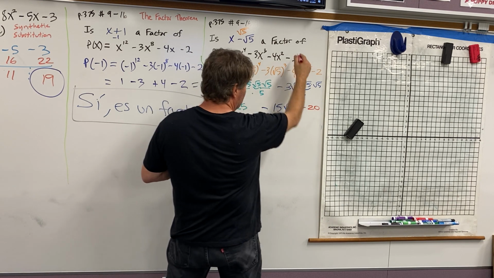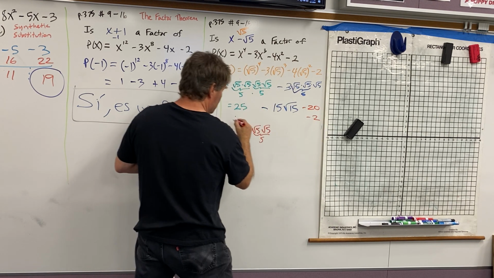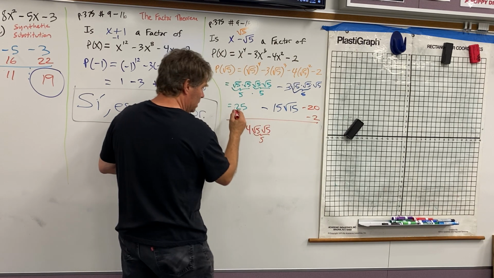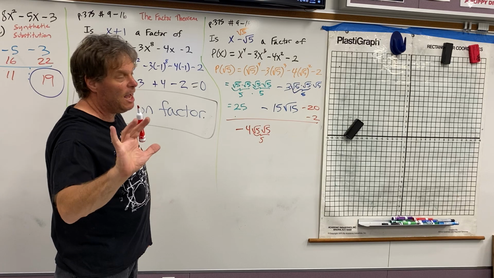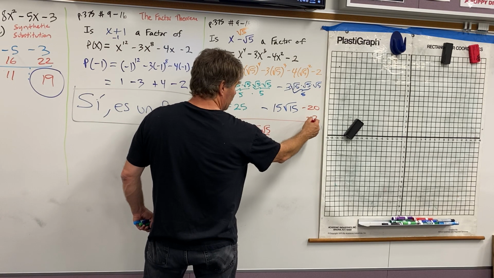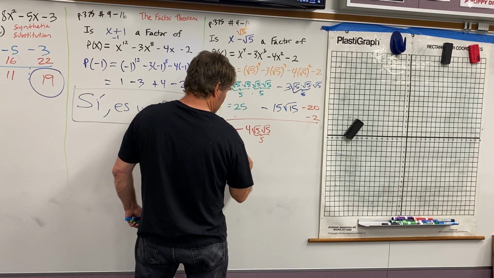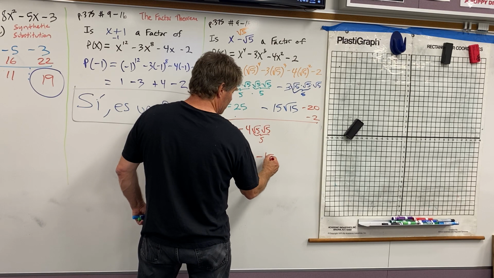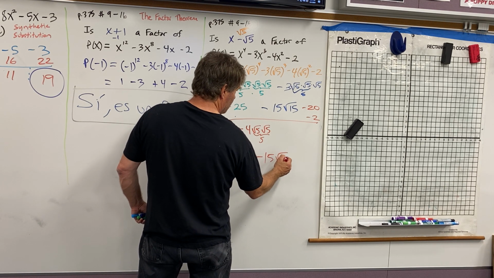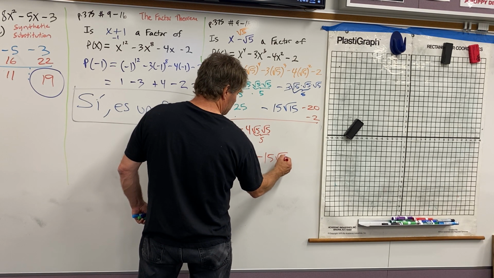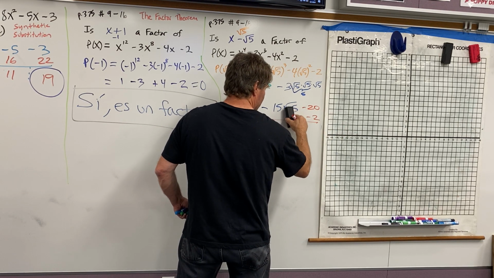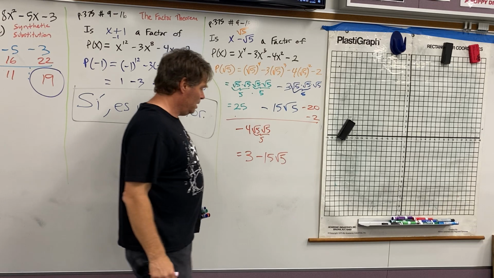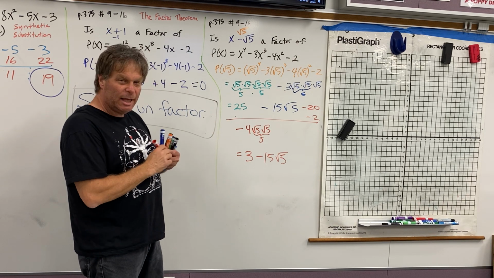And then finally, minus 2. Let's see what this turns out to be. 25 take away 20 is 5. Take away 2 is 3. And this is this, so I get 3 minus 15 root 5. It's supposed to be 5, not 15. That's what I thought. Yeah. It's root 5 like that. Sorry. Now, whoa, that's an ugly answer.